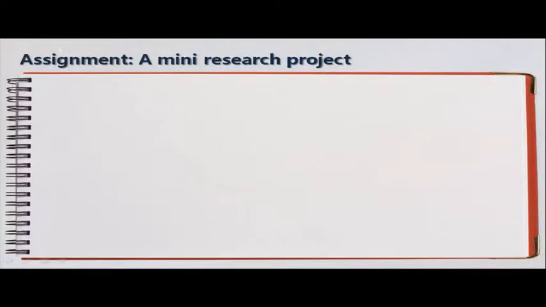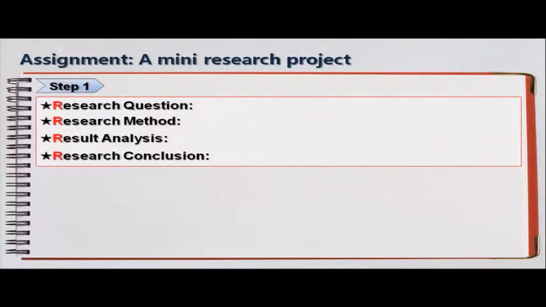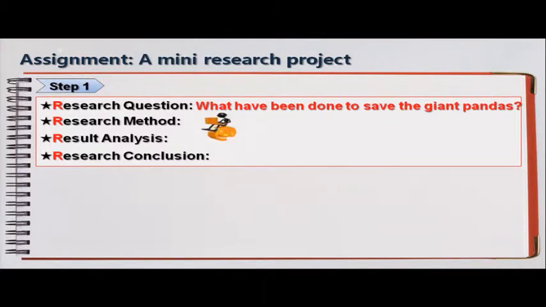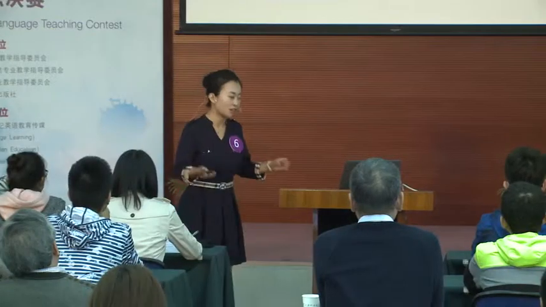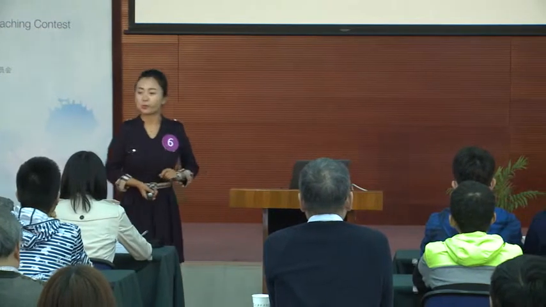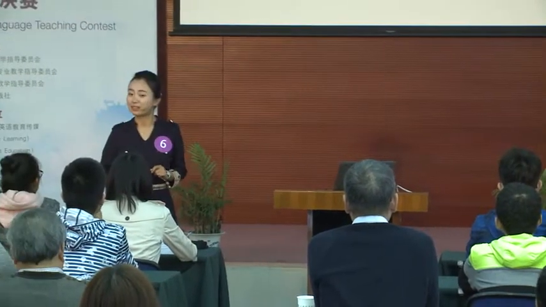And this time, again, you will focus on the 4 R's I mentioned just now. So your research question will be, what have been done to save the giant pandas? And your research method will be, okay, you're gonna surf online, find more information, and also do a group work here. Okay, hopefully you will have some result analysis, and let's see whether you can come to a conclusion. But remember, try to use the cause and effect pattern, okay?